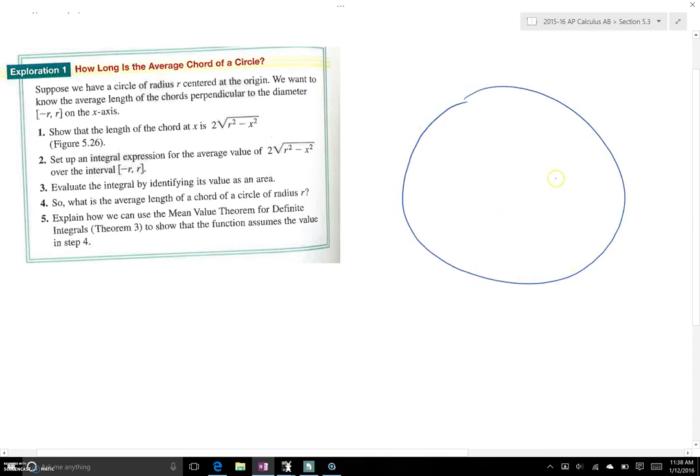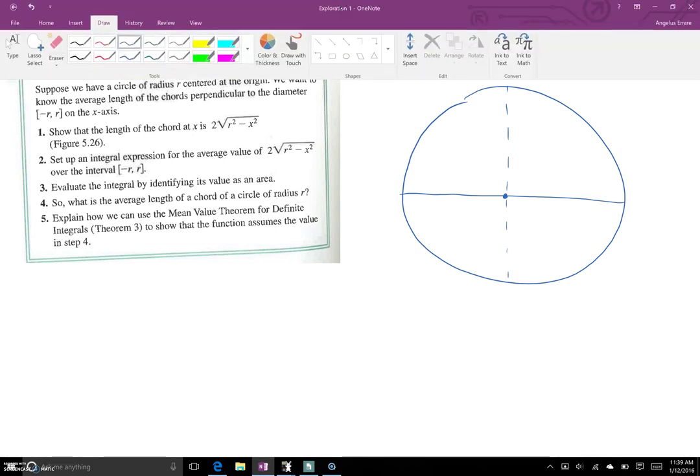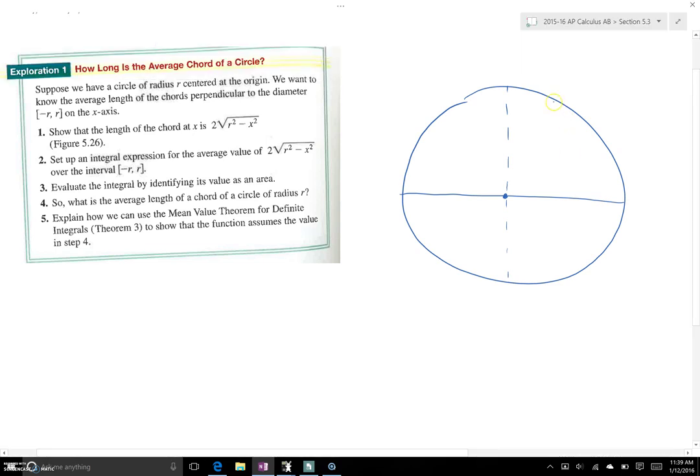So we've got a circle, and let's say that's our diameter, so it runs through the center of the circle, and a chord would be a line segment that intersects the circle in 2 places. So let's say this is our vertical axis, and we've got a chord a distance x away from that.